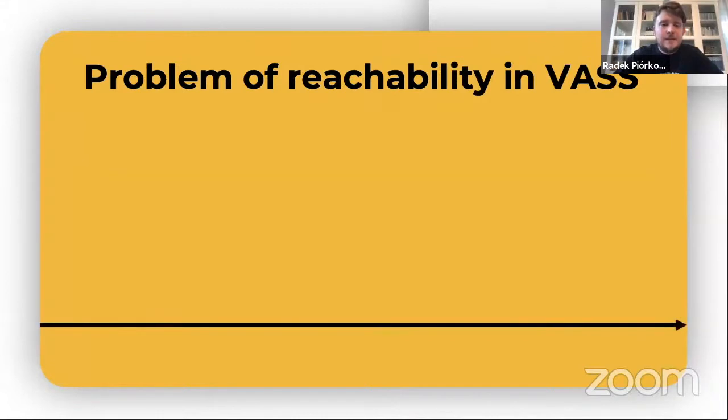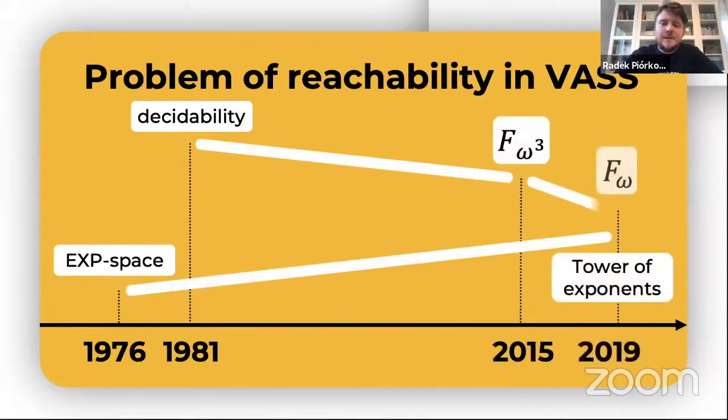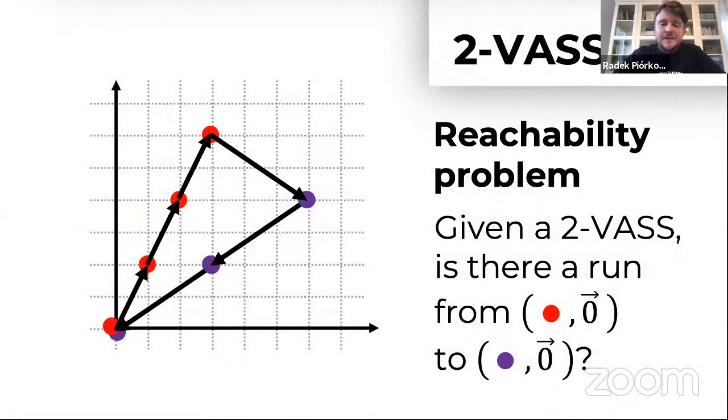Let's take a look at the history of the developments concerning reachability for arbitrary vases. First of all, an EXPSPACE lower bound was shown. Then the problem was actually shown to be decidable. And recently, the gap in the complexity of this problem became much, much smaller than it used to be before. So yes, this is for vases.